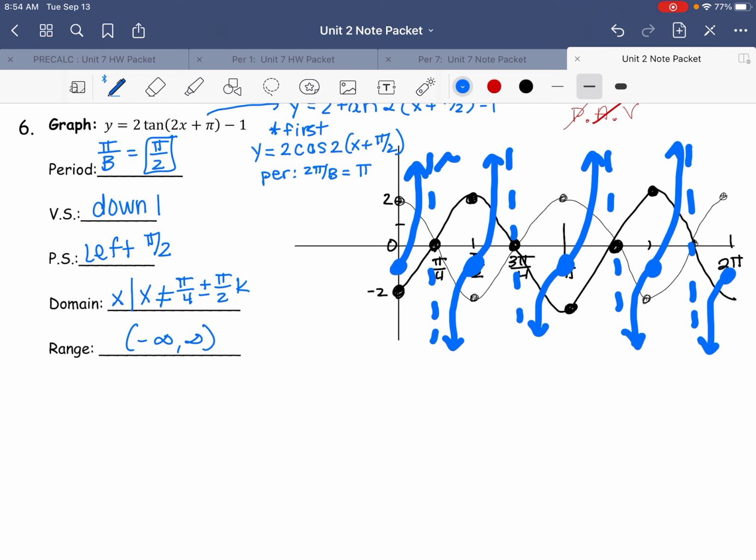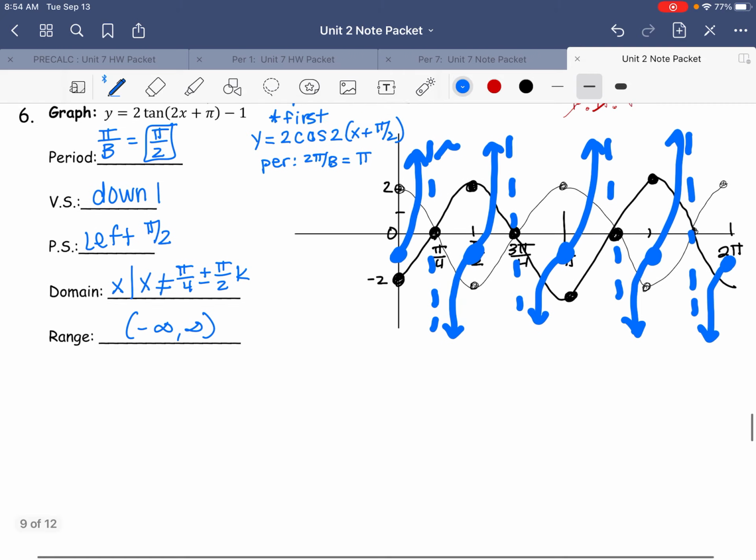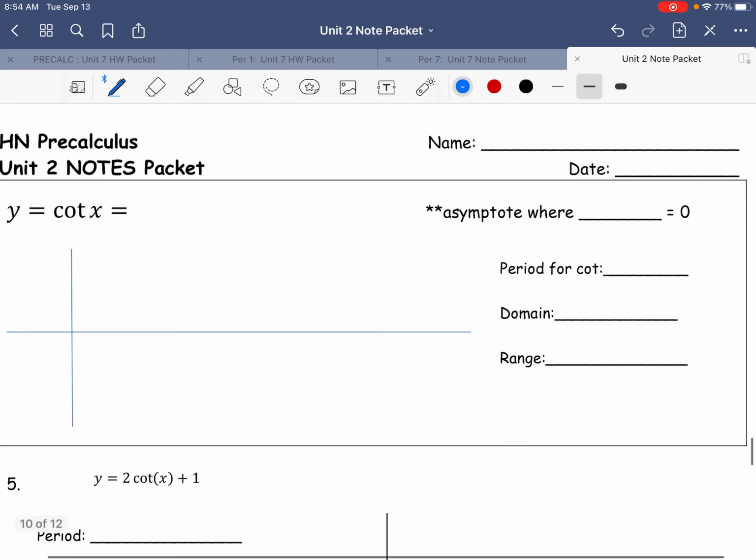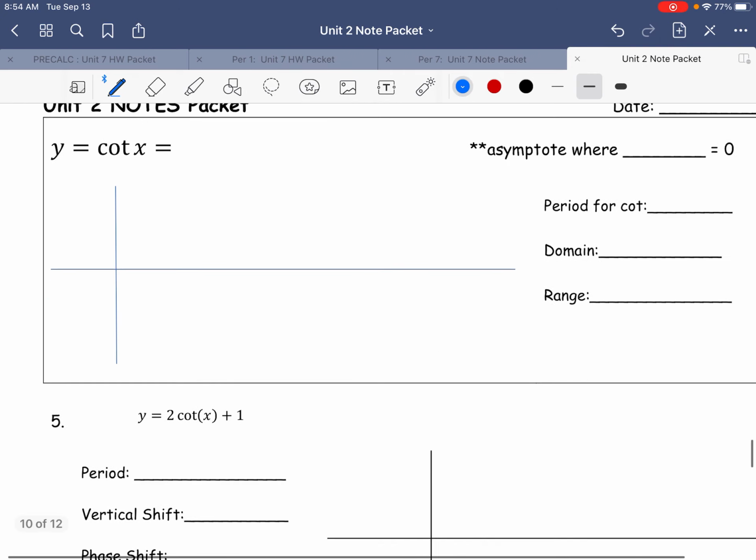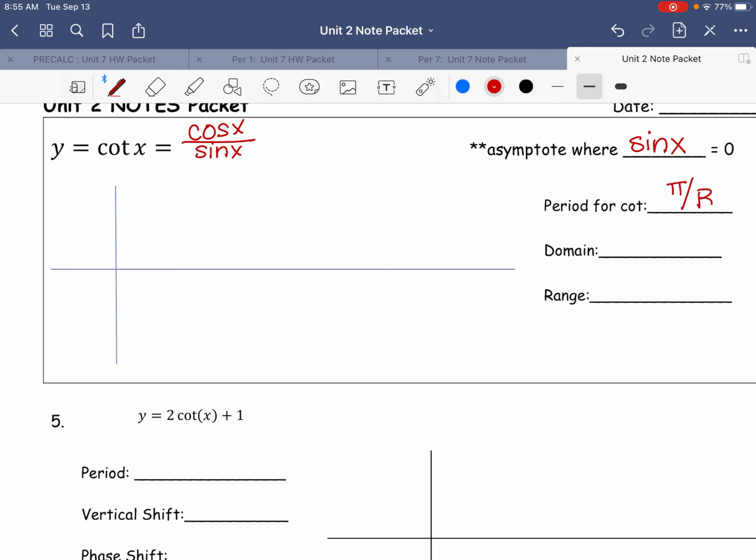Okay, that was tangent. We still have cotangent. Good news is there's only 2 problems that we're going to graph on cotangent. So keep going in your notes. And cotangent is cosine x over sine x. So for the cotangent, we're going to be graphing sine first. It has an asymptote where the sine x equals 0. The period, just like tan, is just pi over b.